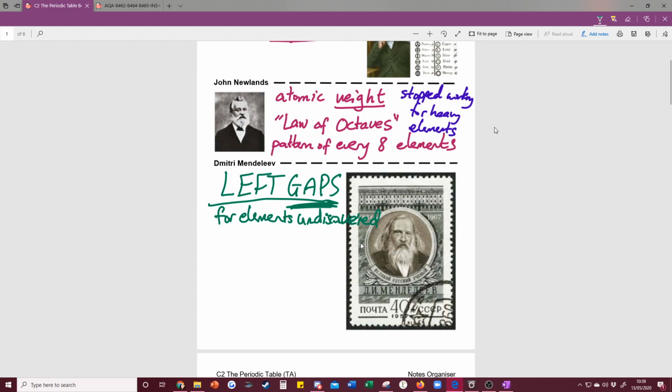So he would say, for example, in this gap, there's an element by here. It's going to have a melting point of such and such, boiling point of such and such. It's going to be very, very dense. So he predicted the properties, and later on, we found those elements and found that he was correct. So John Newlands came close, but his big mistake was that he did not leave gaps like Dmitri Mendeleev did.